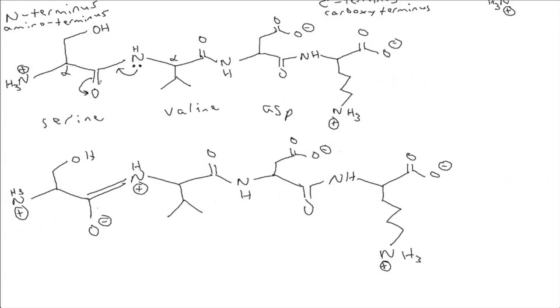If you remember the rules for electron pushing arrows, since this nitrogen is at the beginning of the arrows, it loses electrons and becomes positive, and this oxygen becomes negative. So this is the other resonance structure for this peptide bond. I could also draw new resonance structures for all the other peptide bonds, but let's just focus on this one right now. What do we learn from this resonance structure?